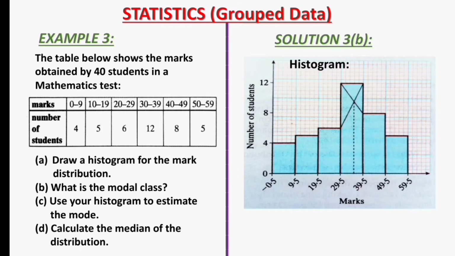For the solution to question 3B, the modal class should be the class with the highest or greatest frequency. So looking at our histogram, which class do you think is the modal class, having the greatest or the highest frequency? In other words, the class with the tallest rectangle. Let's see if you are right. From the table and histogram, the modal class is 30 to 39. I hope you got that right.